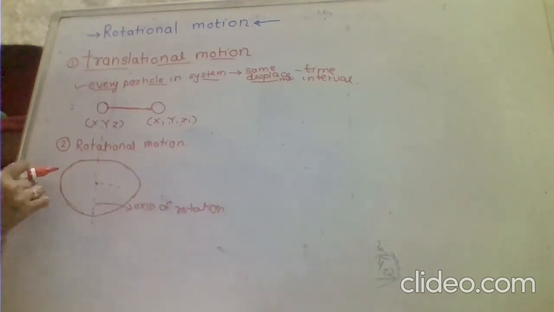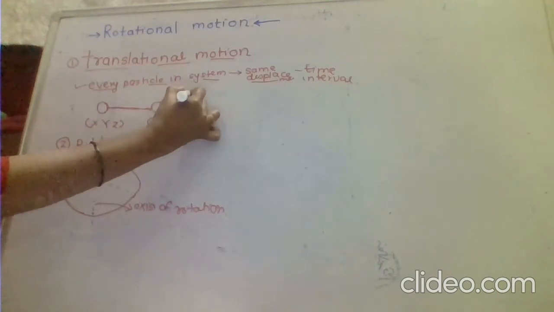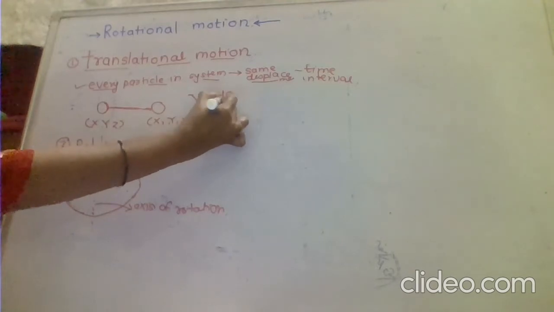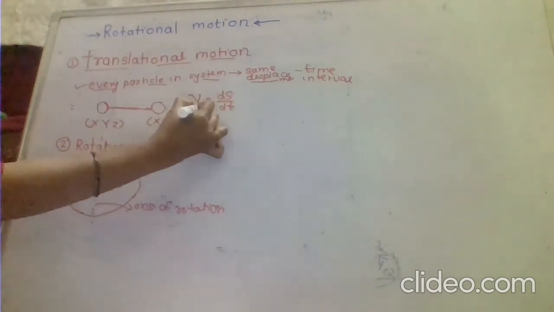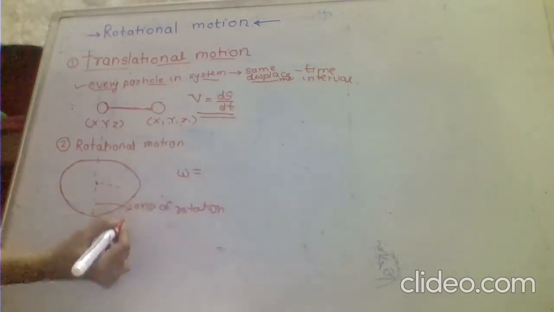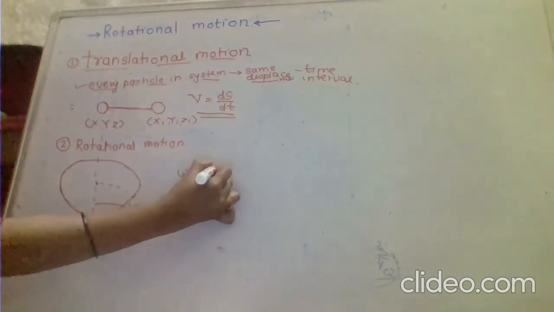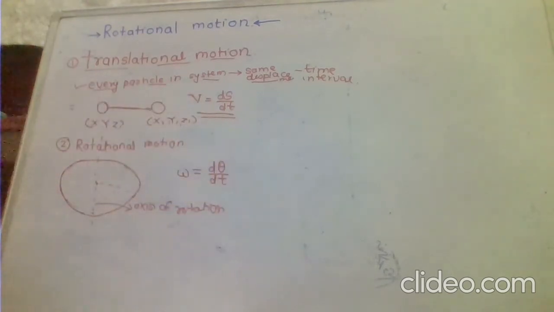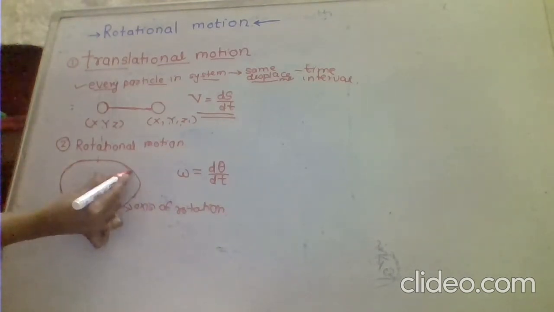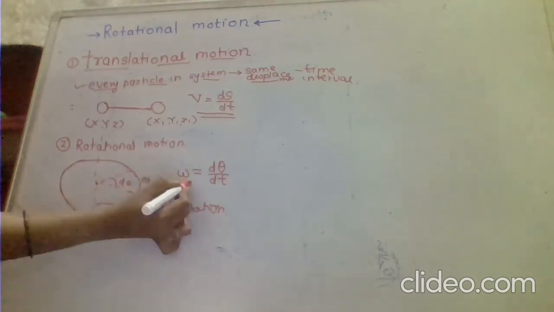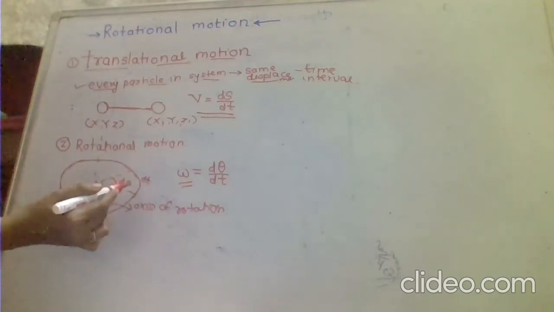This is rotational motion. Now in translational motion, we use the term linear velocity, that is the rate of change of displacement with respect to time. And in rotational motion, we use the term angular velocity. Angular velocity means the rate of change of angular displacement with respect to time, that is omega equal to d theta upon dt. This angular displacement d theta takes place in time dt.